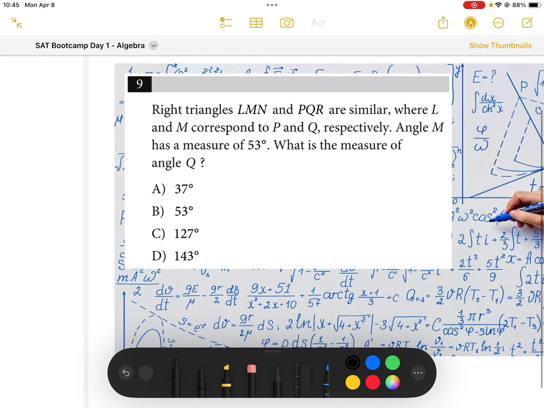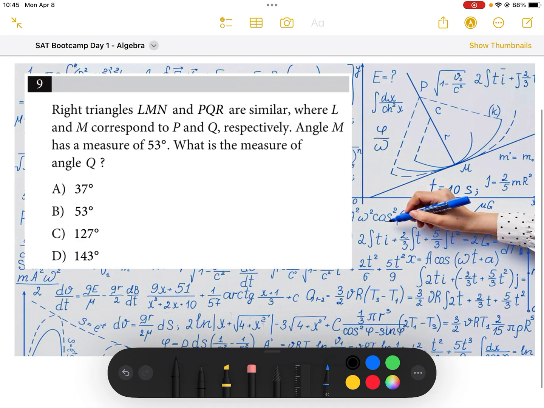So now we're going to go ahead and look at question 9. It says right triangles LMN and PQR are similar, where L and M correspond to P and Q respectively. Angle M has a measure of 53 degrees. What is the measure of angle Q? Either A, 37 degrees, B, 53 degrees, C, 127 degrees, or D, 143 degrees. So go ahead, take a moment and answer this question.